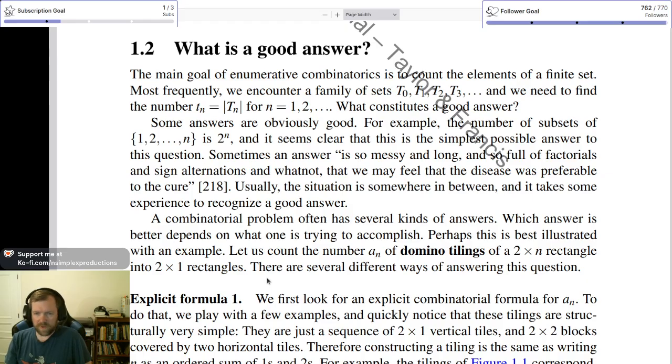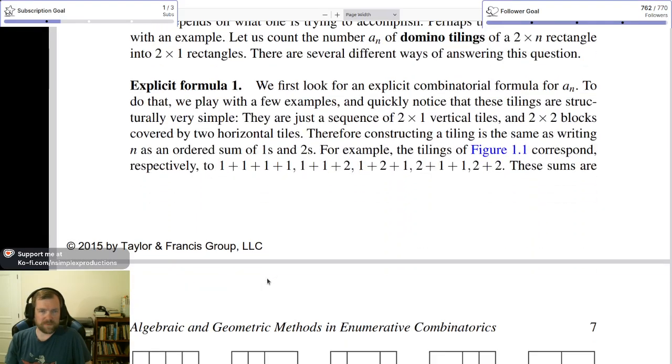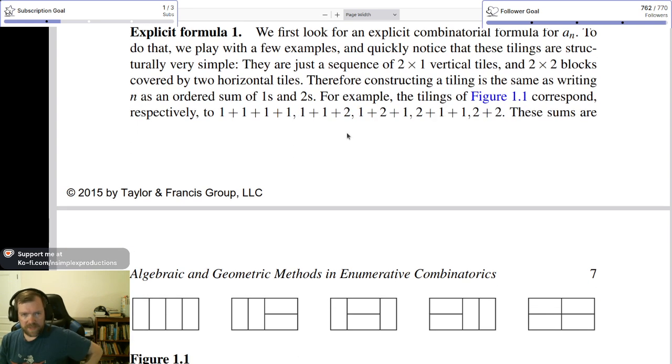There are several different ways of answering this question. Explicit formula 1. We look for an explicit combinatorial formula for a sub n. To do that, we play a few simple examples and quickly notice that the tilings are structurally very simple. They are just a sequence of 2x1 vertical tiles and 2x2 blocks covered by 2 horizontal tiles. Therefore, constructing a tiling is the same as writing n as an ordered sum of 1s and 2s.